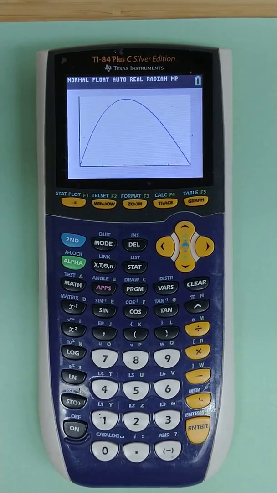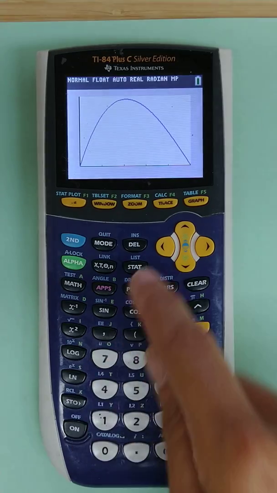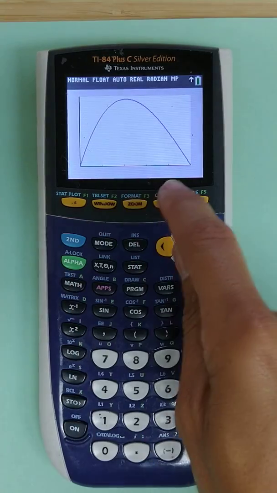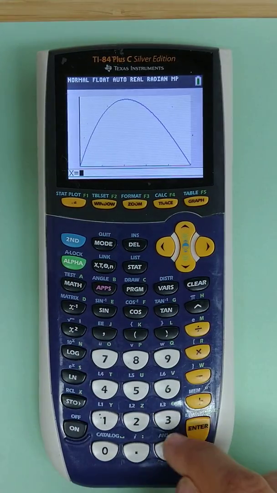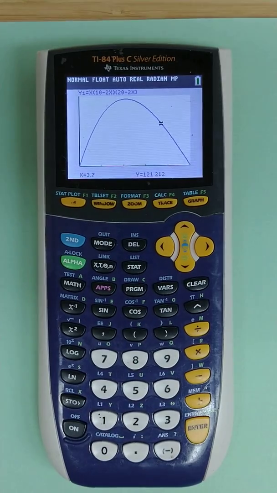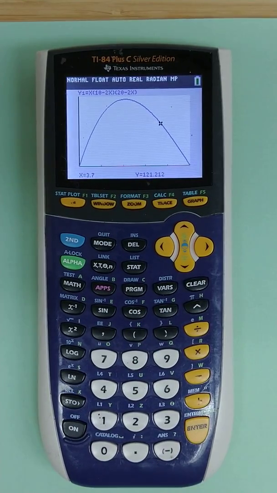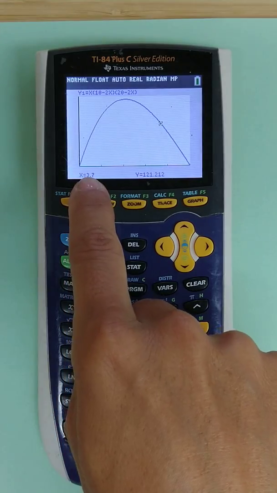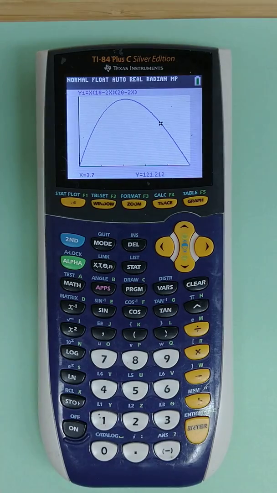Okay, find the volume of the box when the cutout size is 3.7 inches. You could do this simply by going to second calc value and entering 3.7. It says to express this as an ordered pair with values rounded to 3 decimal places, so the correct answer to this would have been parentheses 3.7, comma 121.212, close parentheses. That is an ordered pair.